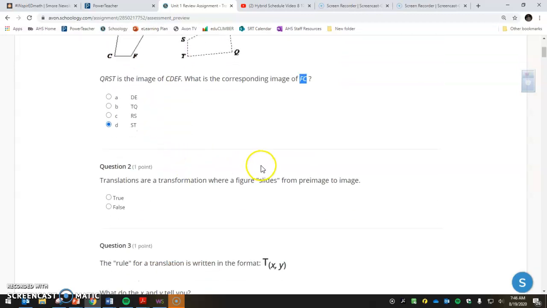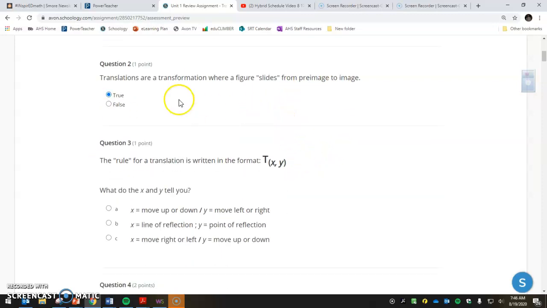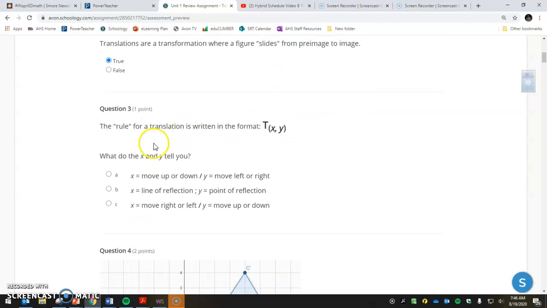Alright, question 2. Question 2 says translations are a transformation. So again, our whole unit was about transformations, how figures change. A translation is in fact where we are sliding from a pre-image to an image. So that is true. Translations are basically just moving to a new location, sliding to a new home.